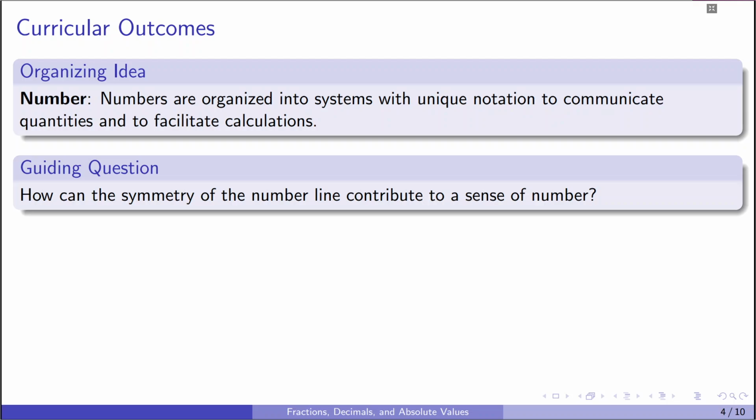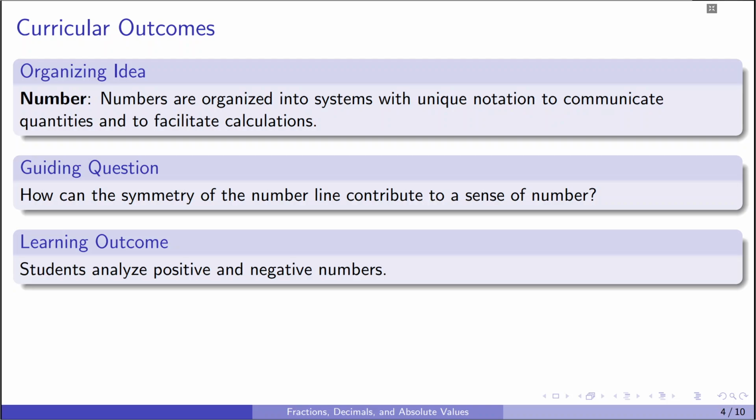Meaning, if you draw a line right through that 0 on the number line, you get positives on one side and equally spaced negatives on the other, maintaining the same distance from 0. Our learning outcome here is to analyze positive and negative numbers.